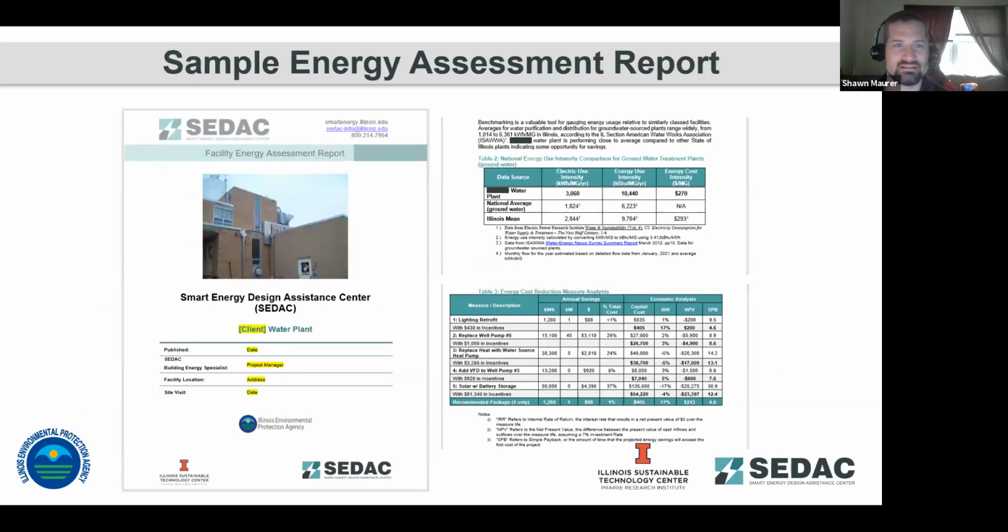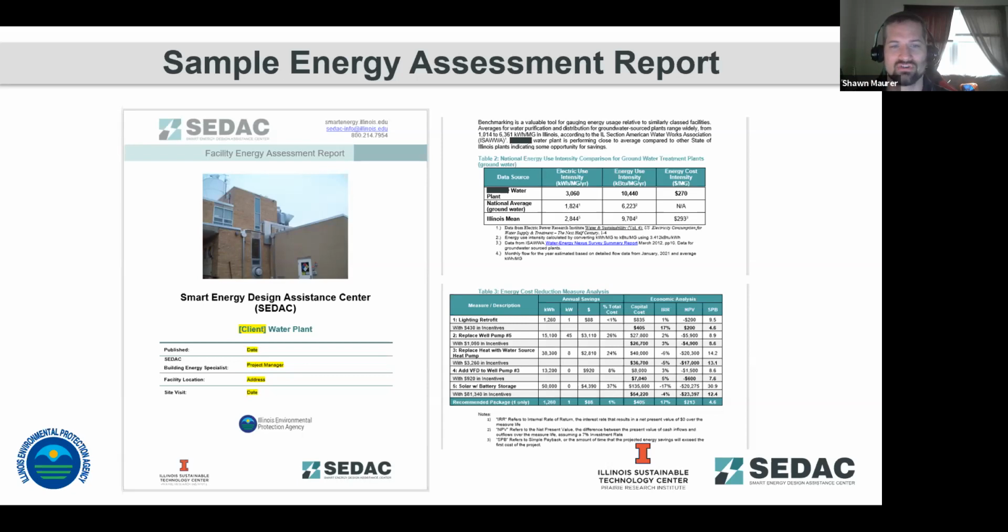So just an example of what the assessment report looks like. That front cover page is going to have a picture of your facility and some basic contact information, when the site assessment happens, so you can track that in the future. And then one of the first things we touch on in the executive summary is, what's your energy benchmark? So the first table you see at the top there is that kind of energy benchmarking comparison.